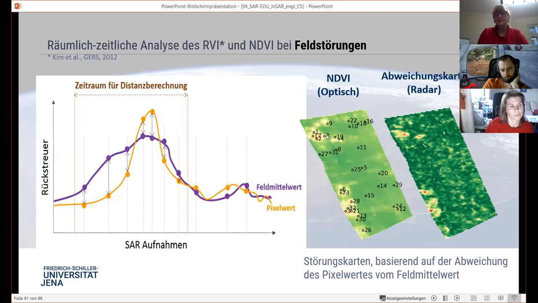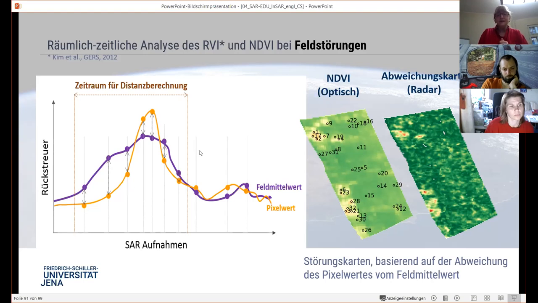Now, our problem in Thuringia is sometimes we have a crop season where we have no clear days. Now we have always cloud cover. So the Sentinel-2 is not very helpful. There's too many gaps in between the Sentinel-2 acquisitions. So we need radar to monitor.